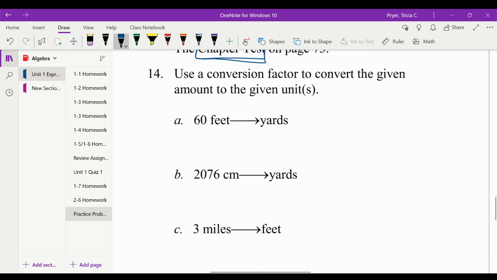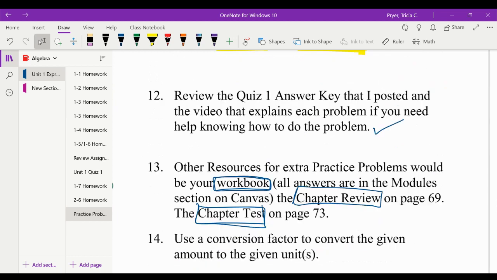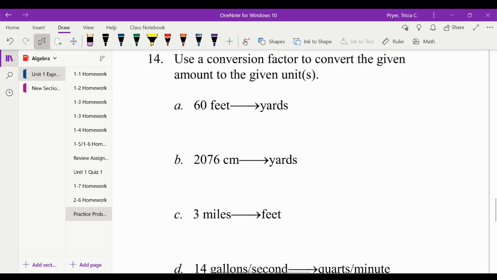All right, and then finally, this is everything that we've done so far, and the last lesson you guys did was conversion factors. So that's what number 14 is about. We're converting from feet to yards. What you need to know is, how many feet are in a yard? The conversion factor for this is 3 feet equals 1 yard.